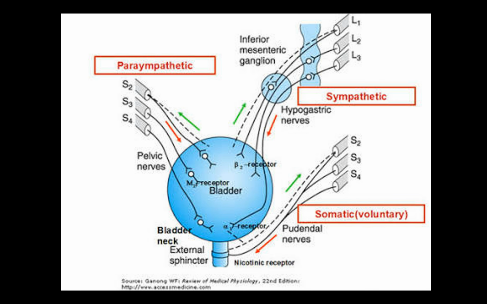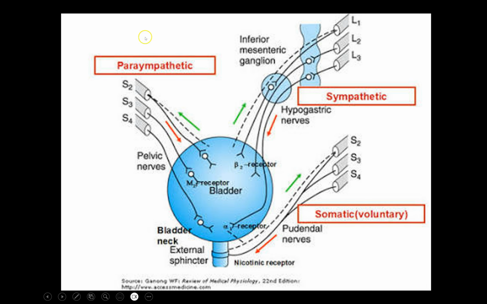Autonomic control of the bladder. The sympathetic produces relaxation of the wall and constriction of the sphincter. Parasympathetic, contraction of the wall and relaxation of the sphincter. And there is somatic control of the external sphincter of the bladder by the pudendal nerves. You will see it with the physiology of micturition.